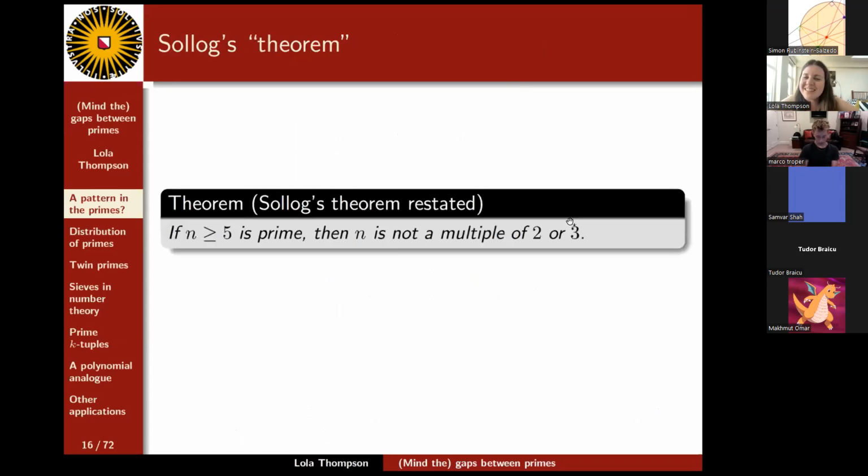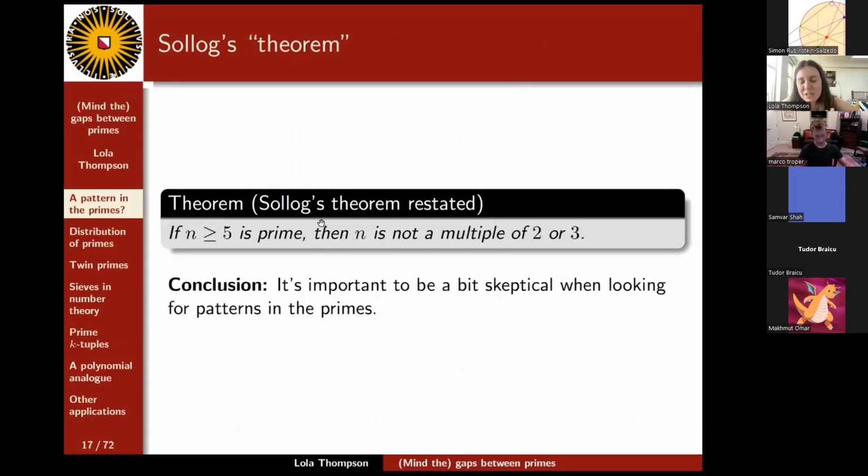And so as we see, these are really not deep facts. We can restate Zolog's so-called theorem as saying that if n is at least 5 and it's prime, then n is not a multiple of either 2 or 3, which of course we know is true, because you can't have a prime that is a multiple of 2 or 3 if it's bigger than 2 or 3.